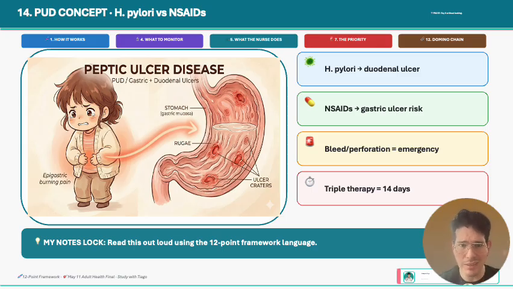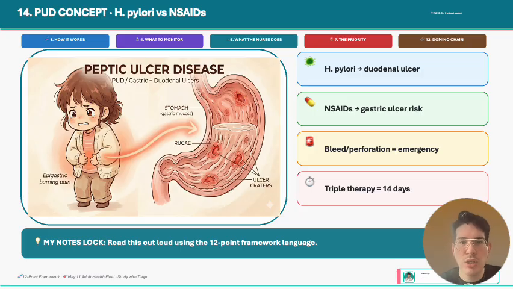NSAIDs like ibuprofen or naproxen reduce prostaglandins. Prostaglandins normally help protect the stomach lining by supporting mucus and bicarbonate. When that protection drops, acid can injure the lining more easily. NSAID-related ulcers are often gastric, and pain can worsen with food because the stomach is active and irritated.